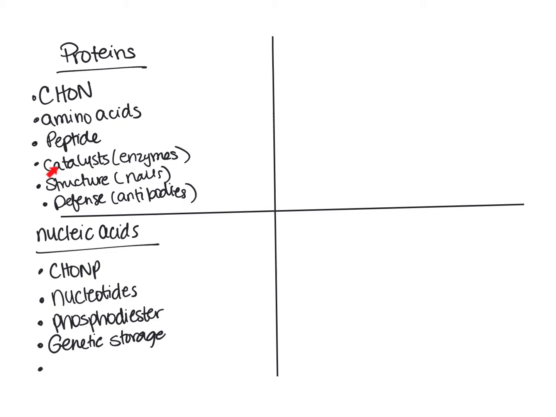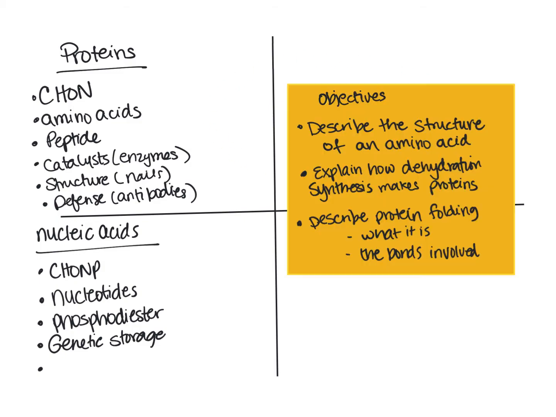So on this side, you have the background information about proteins. They're made of carbon, hydrogen, oxygen, nitrogen. Their monomers are amino acids. The bonds holding the amino acids together are called peptide bonds. They have many functions, including catalysts, structure, defense, movement, transport. Proteins are a large class of molecules that have a diverse function within living cells. So again, I'm going to write this information across this top half of the mega sheet.